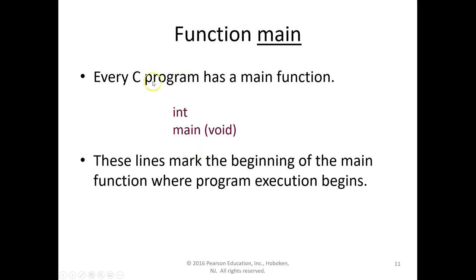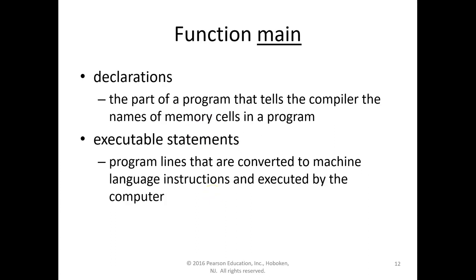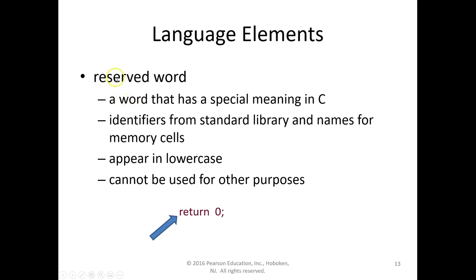Every C program has a main function. This line marks the beginning of the main function, like I told you, and then you have declarations. Those are the part of the program that tell the compiler the name of memory cells in a program. And then executable statements. Those are program lines that are converted to machine language instructions and executed by the computer. And then you have reserved words, such as return 0.